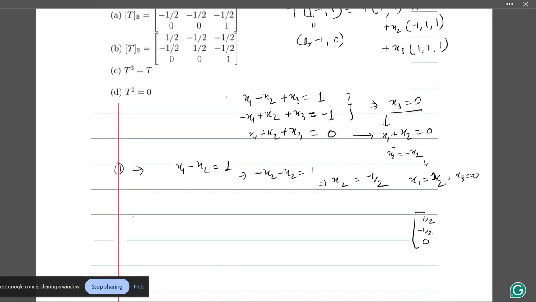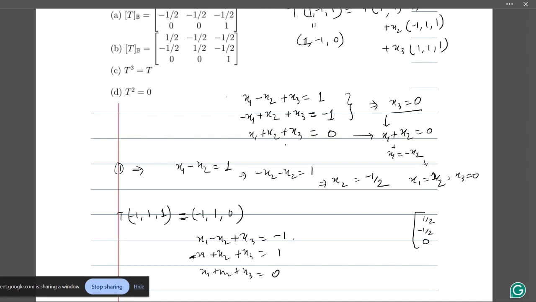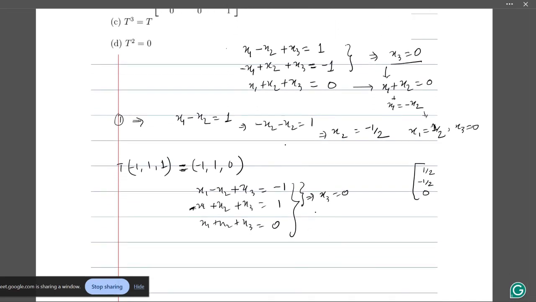Our second basis vector: we have T of (-1, 1, 1), and this will be (-1, 1, 0), since T is the projection onto the first two coordinates and the last coordinate becomes 0. So what about this one? It has similar equations: x1 minus x2 plus x3, but on this side we now have minus 1; minus x1 plus x2 plus x3 is equal to 1; and lastly x1 plus x2 plus x3 is equal to 0. From here we again have x3 equal to 0 by adding the first two equations.